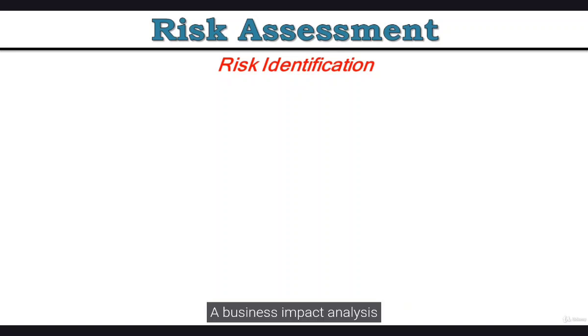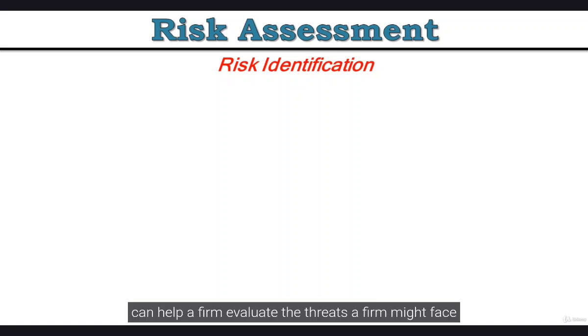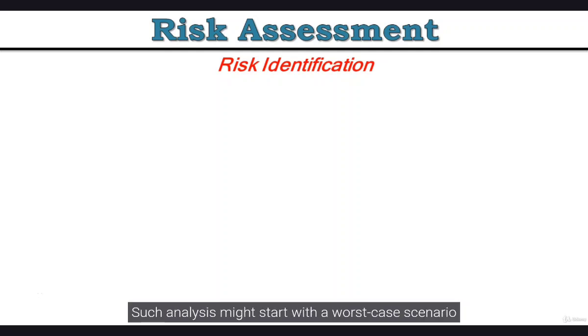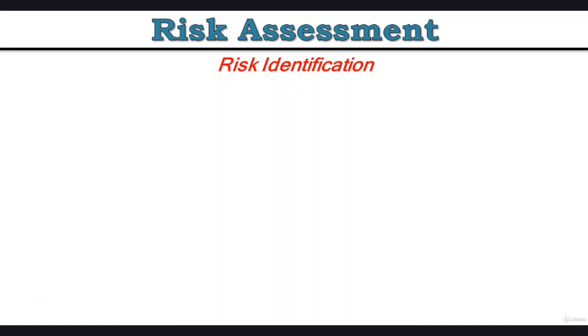A business impact analysis can help a firm evaluate the threats a firm might face and their consequences. Such analysis might start with a worst-case scenario focusing on the business processes that are most critical to recover and how they might be recovered remotely. A business impact analysis should identify critical business functions and assign a level of importance to each function based on the operational or financial consequences. It should also set recovery time objectives and the resources required for these.